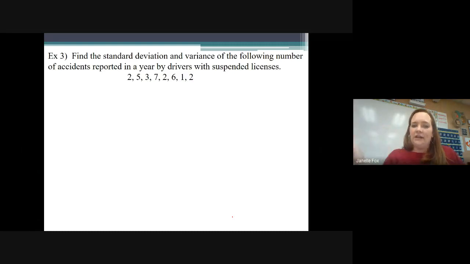And it says, find the standard deviation and the variance for number of accidents reported in a year by drivers with suspended license. Seriously, why are they even driving? I don't know. Okay, but anyway, we're gonna figure this out.